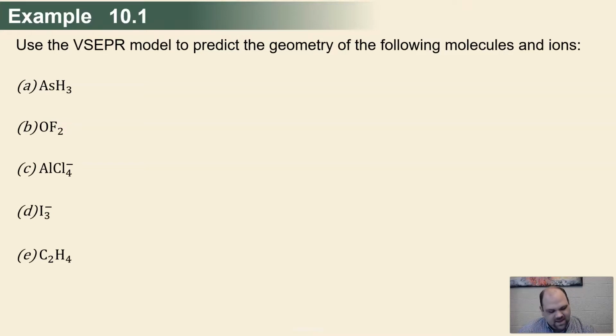So, AsH3. Arsenic comes with 5 electrons. Hydrogen comes with 3 valence electrons, that's a total of 8. So we end up with something that looks like this as our Lewis structure. So there are 4 electron groups, okay, 3 bonds and 1 lone pair.